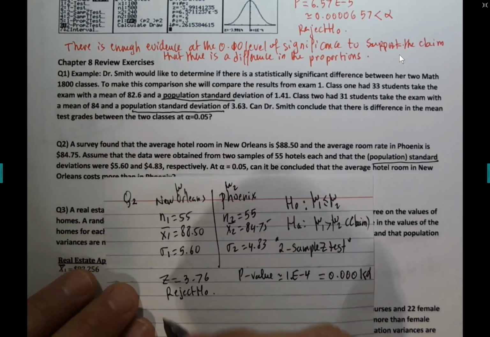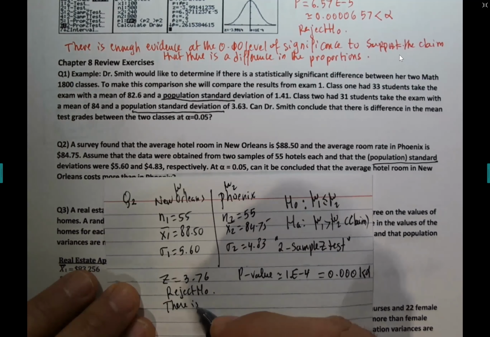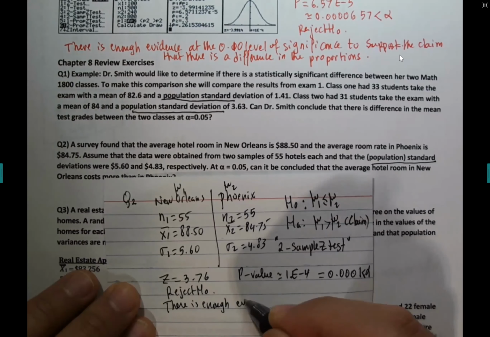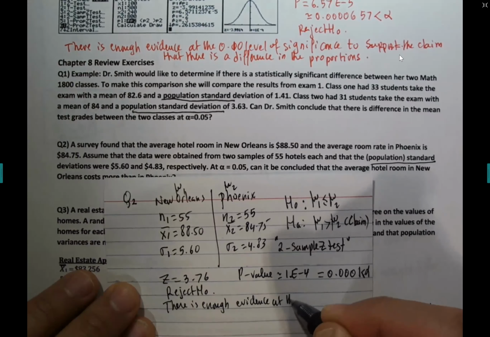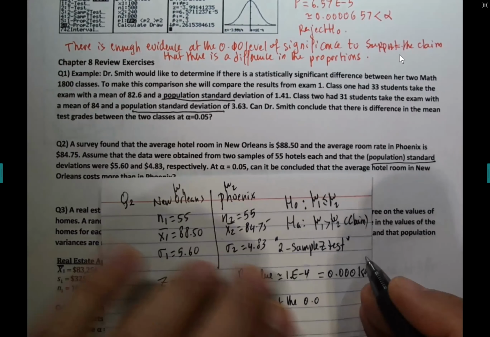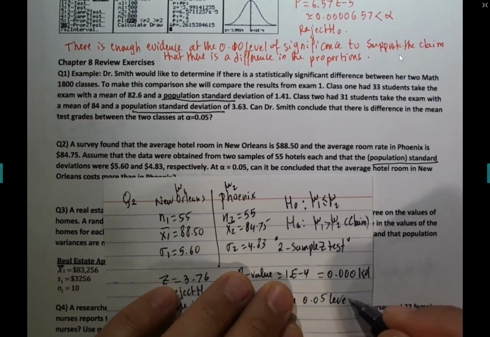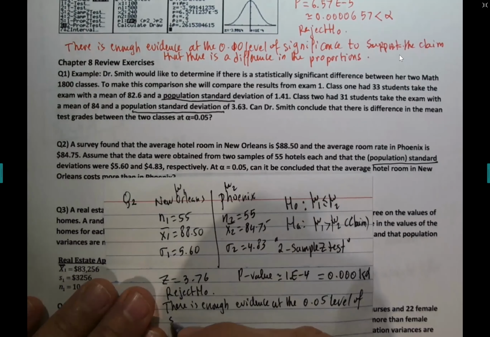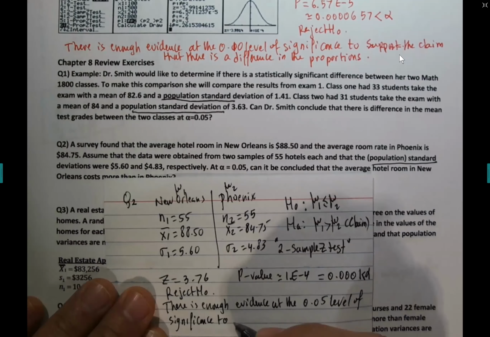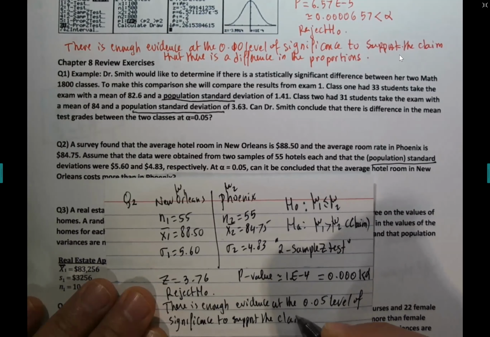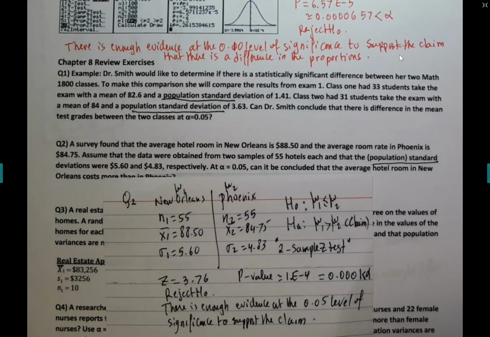And we say there is enough evidence at the 0.05 level of significance. Who can give me the magic word here? There is enough evidence to what? Support. Support the claim. We are supporting the claim here. We're not saying there is not enough evidence. We're saying, yes, so New Orleans cost more. That's what the conclusion, guys, is here. So that's question 2.